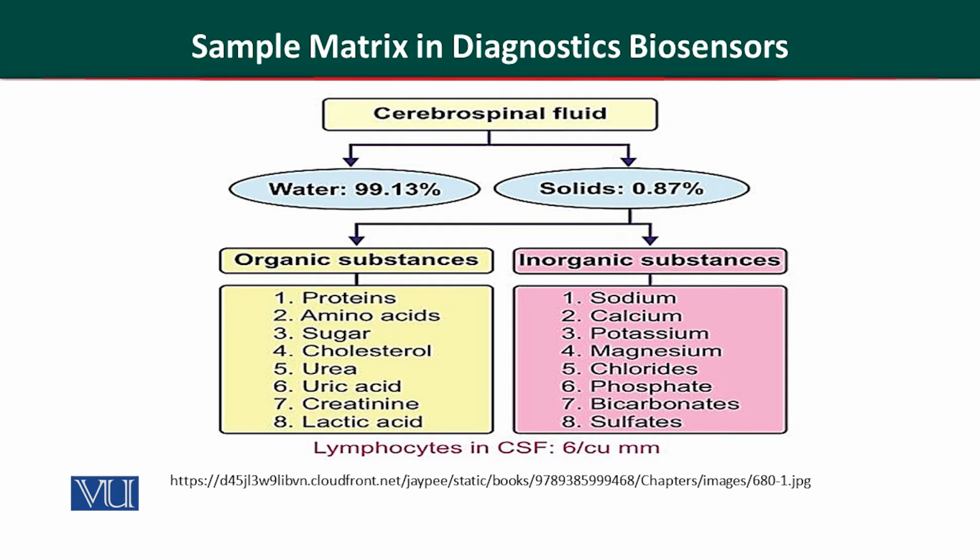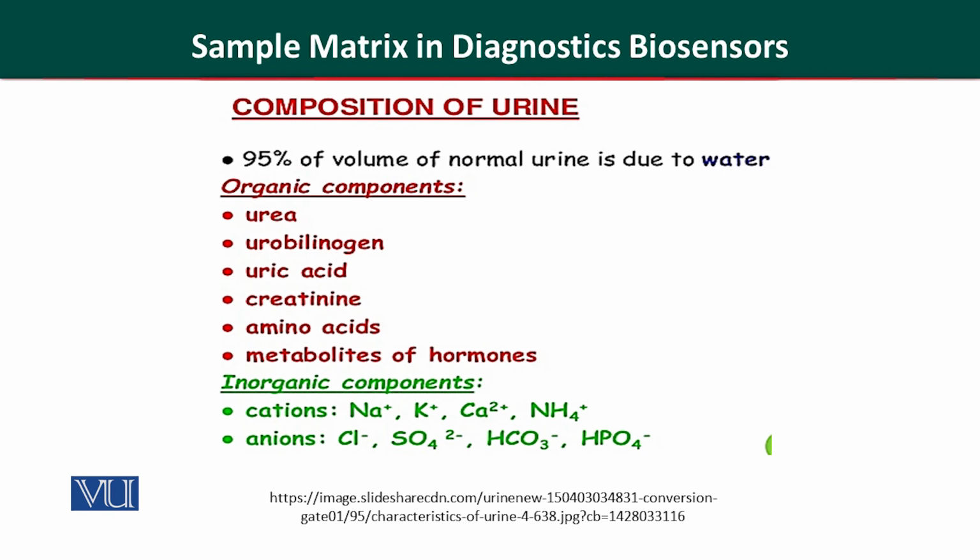Cerebrospinal fluid contains 99.13% of water and solid is about 0.87%. Again, we can divide its components into two types, organic and inorganic. In case of organic compounds, it contains proteins, amino acids, sugar, cholesterol, urea, uric acid, creatinine, and lactic acid. It also contains some lymphocytes in it. The inorganic component of the fluid is mainly composed of different ions such as sodium, calcium, potassium, magnesium, chloride, phosphate, bicarbonate, and sulfate. So again, the composition of this sample matrix is complex.